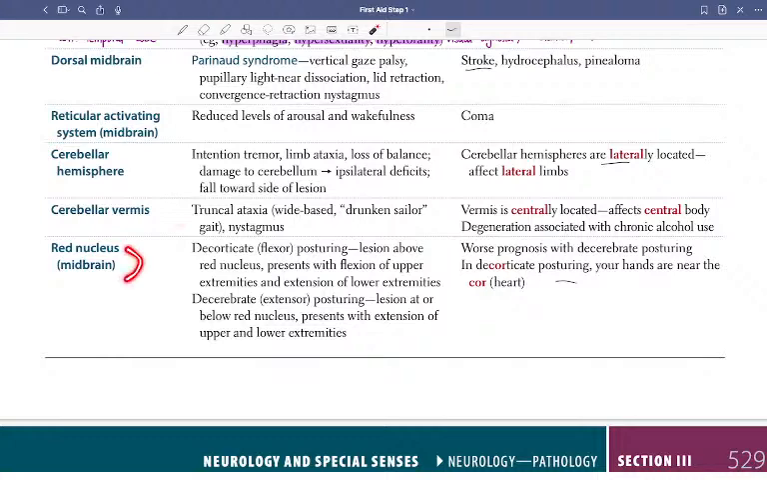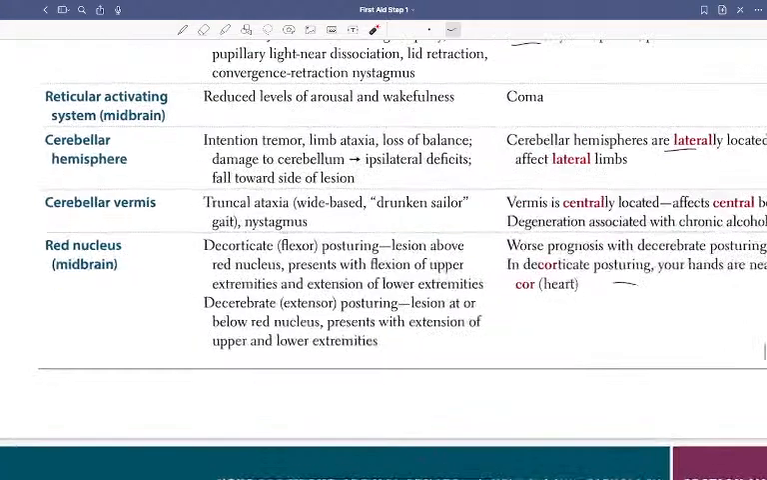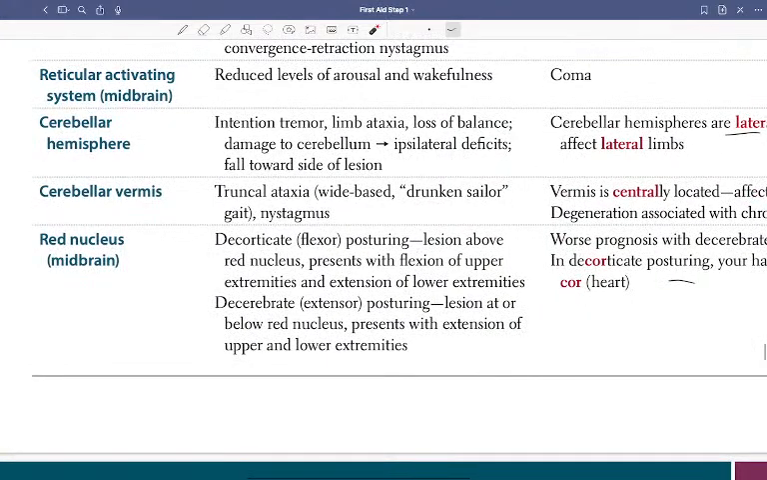Next is the red nucleus. The red nucleus is present at the level of the midbrain. This is very, very important. Actually, this entire table has some good stuff. So decorticate, decerebrate first. Decerebrate has a lot of E, so that's why it's going to be extensor.